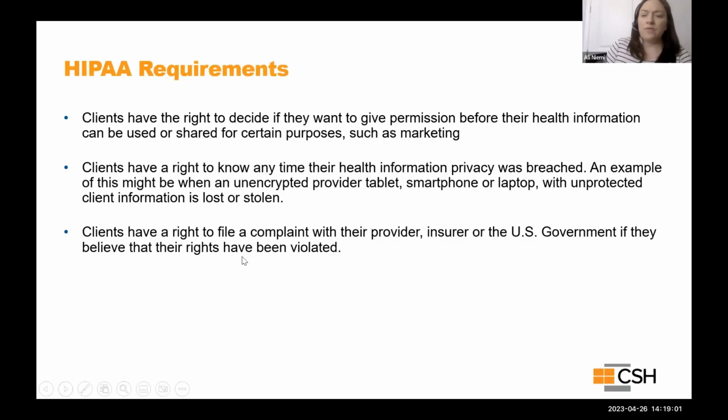And I think I put the notice in the chat earlier. There's a link to a model notice of privacy practices on the HHS website, the federal Health and Human Services. You know, like if you've been to a doctor, usually you have to look that over and sign it. So you should be doing something similar in your agency.